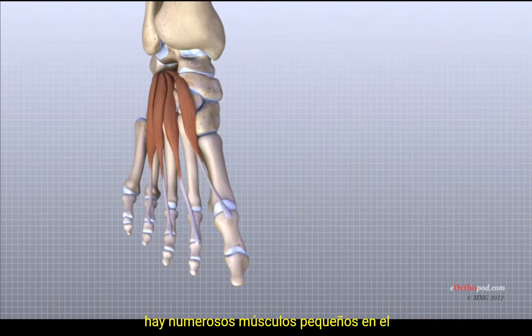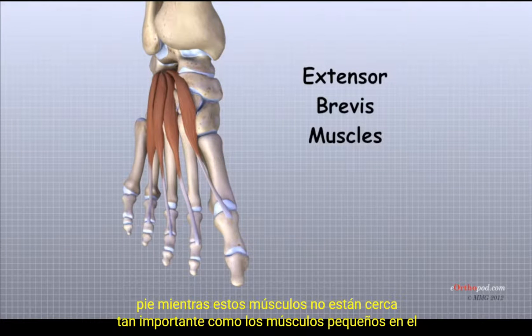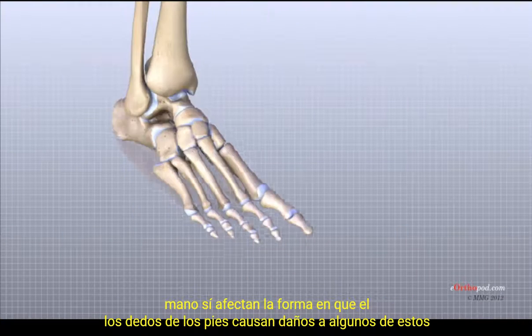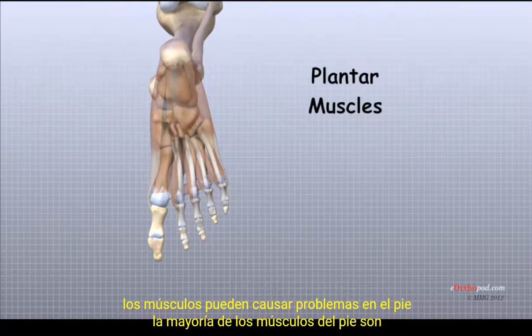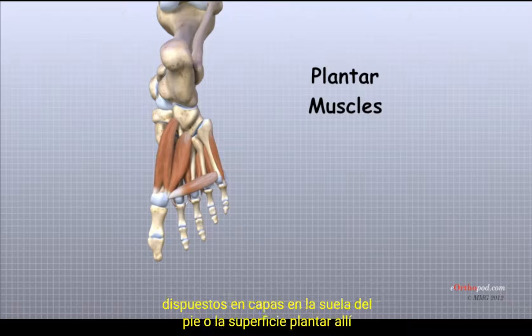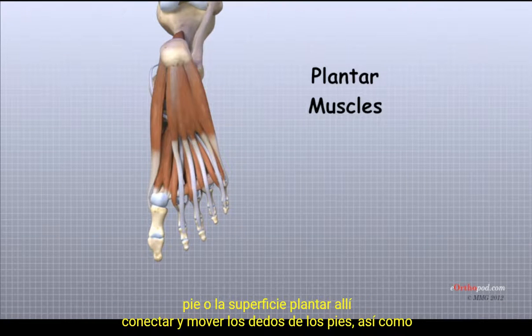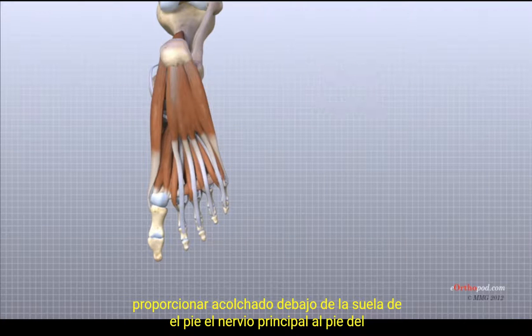There are numerous small muscles in the foot. While these muscles are not nearly as important as the small muscles in the hand, they do affect the way that the toes work. Damage to some of these muscles can cause problems in the foot. Most of the muscles of the foot are arranged in layers on the sole of the foot, or the plantar surface. There they connect to and move the toes, as well as provide padding underneath the sole of the foot.